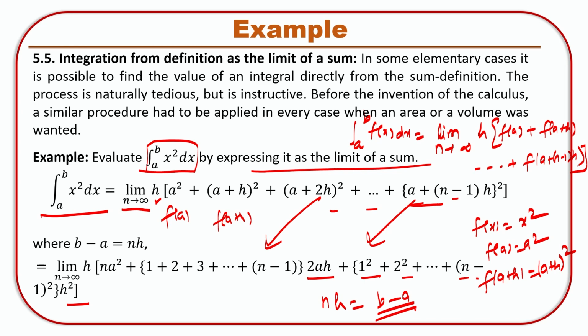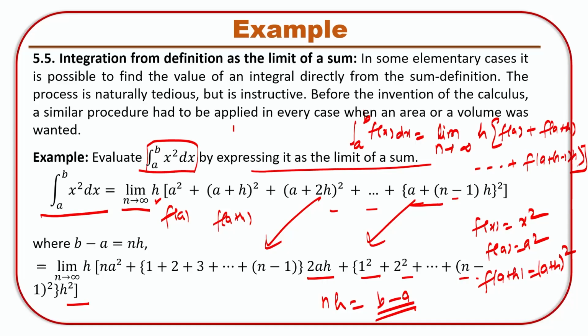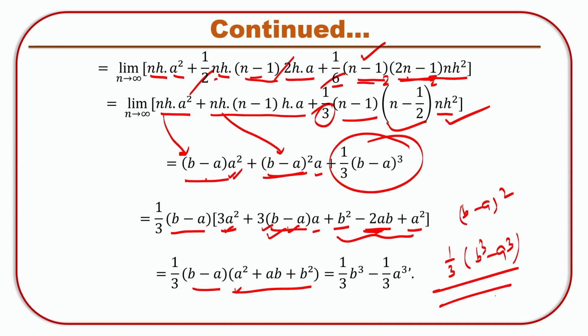So as you can see here, we have found the integral of x square dx from a to b, as the limit of a sum, is nothing but 1 by 3 (b cube minus a cube). Can I use the antiderivative, and can I verify my results? Yes, you can. So let me verify here. The function is given as x square. What will be its antiderivative? Obviously this will be x cube by 3, right?